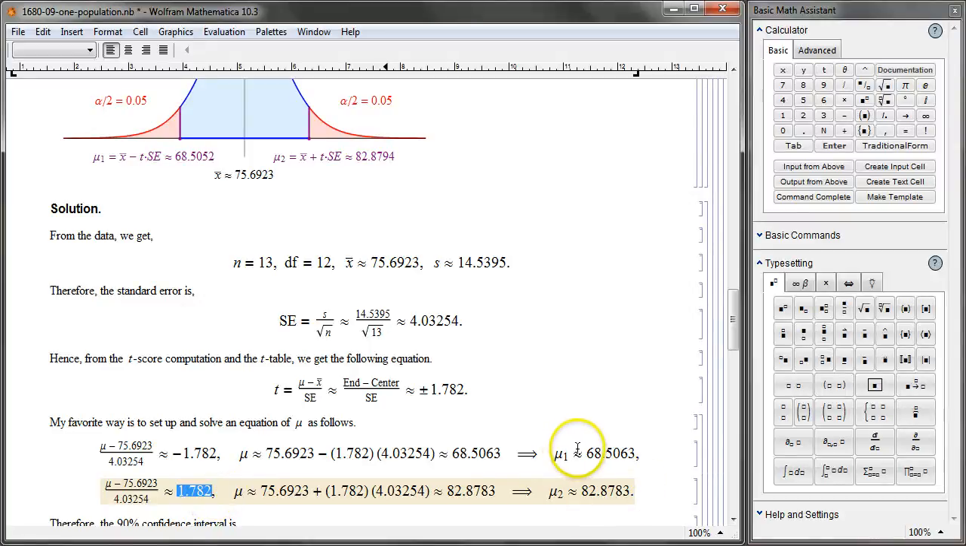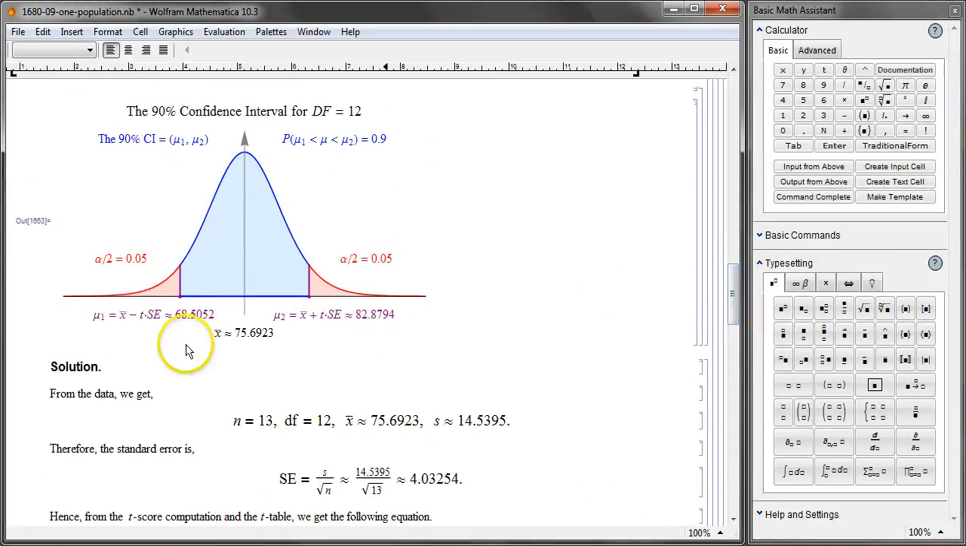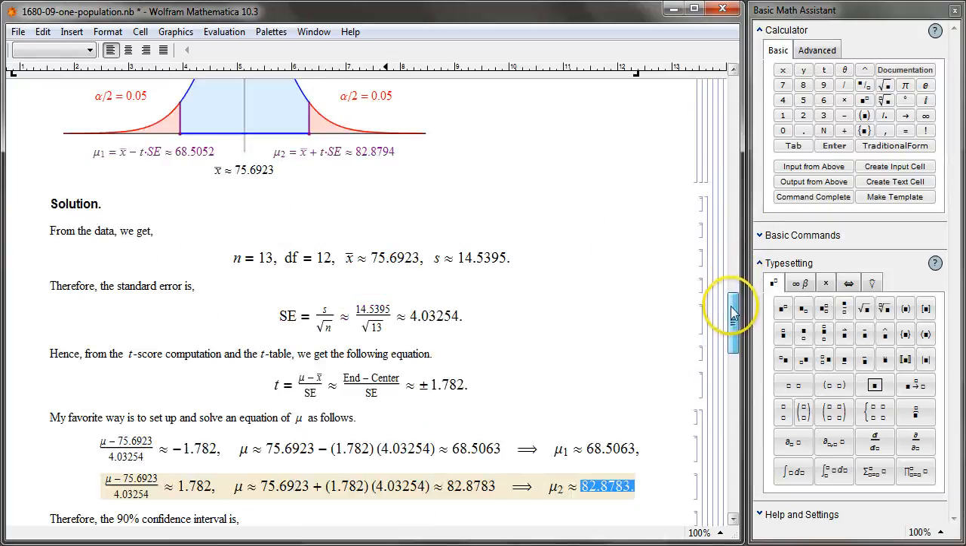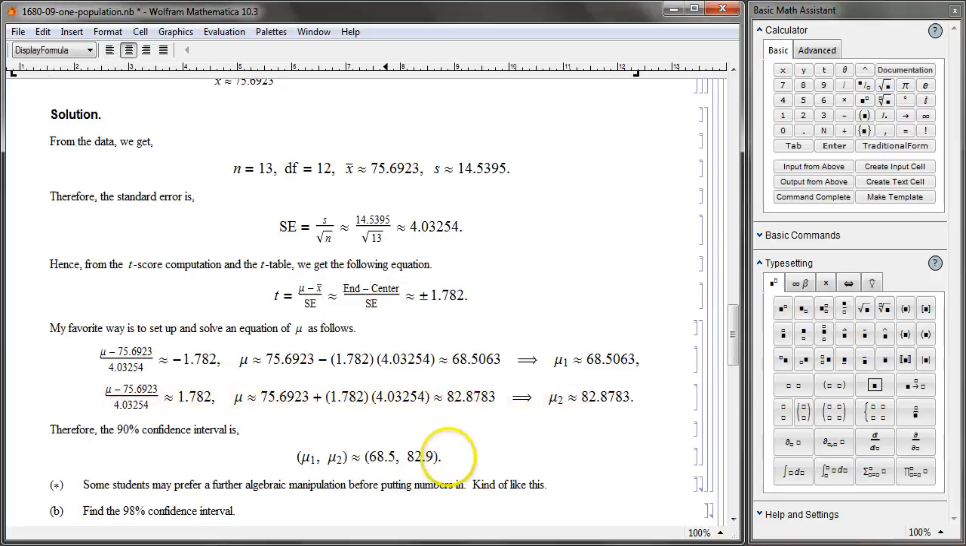Solve these and you're going to get these endpoints: 68.5063 and 82.8783. Those are the endpoints of this confidence interval, this one and that one. In the end, we get this confidence interval, 68.5 to 82.9.